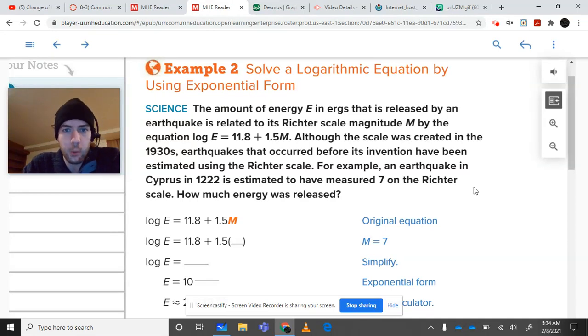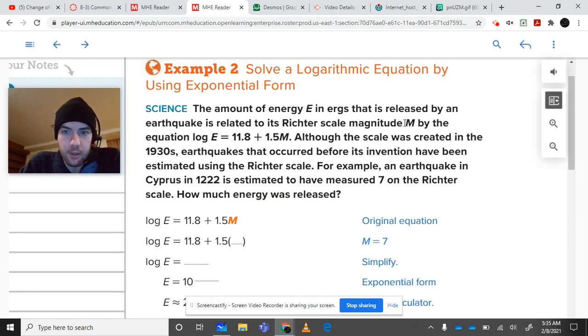Okay, here on example 2, we want to try to solve a logarithmic equation by using exponential form. So this is our logarithm equation that we're going to try to solve. Here the example is the amount of energy, E, in ergs, so this is our unit, that is released by an earthquake is related to its Richter scale magnitude, M, by the equation log E equals 11.8 plus 1.5 M.